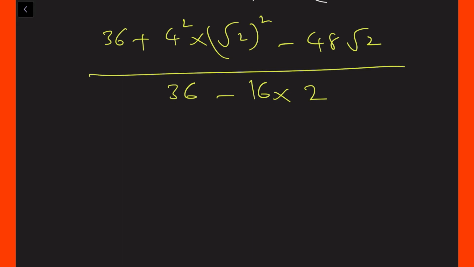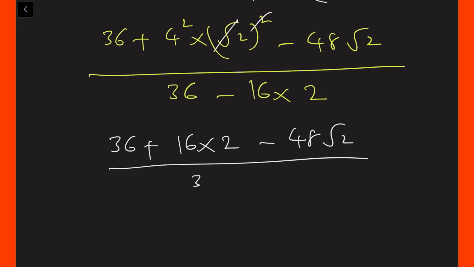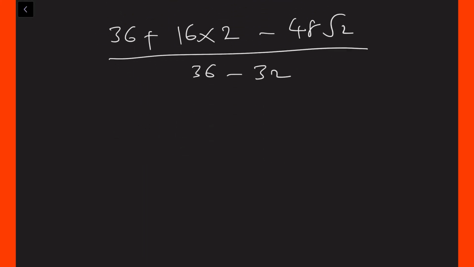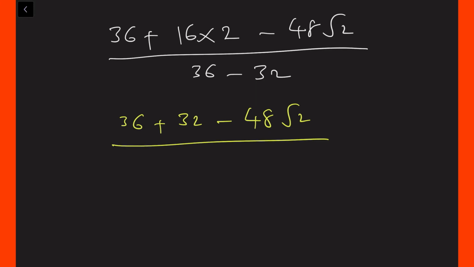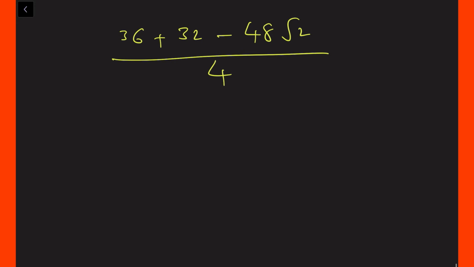So in the numerator we will get 36 plus 4 square, 16, into 2, minus 48 root 2, whole divided by 36 minus 16 2s, which are 32. In the numerator, 36 plus 16 2s are 32, minus 48 root 2, divided by 36 minus 32, which is nothing but 4. Next, 36 plus 32 is 68, minus 48 root 2, divided by 4.